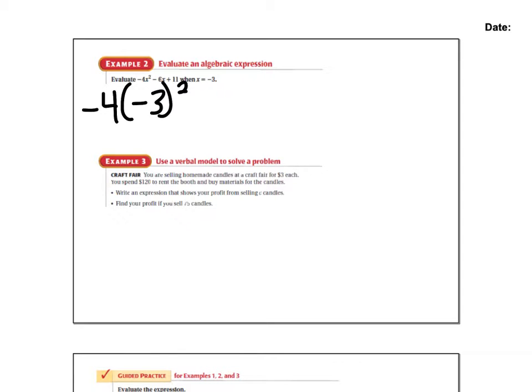And be careful and notice that I used parentheses around my -3. It's telling you x is being squared and x is a -3. So -3 in its entirety needs to be repeatedly multiplied. Alright, then go ahead and fill all that in and do the math to figure it out.